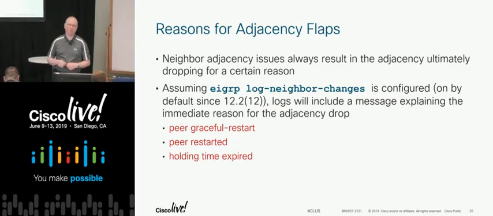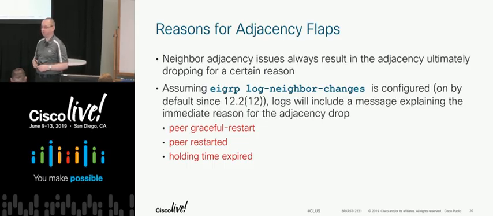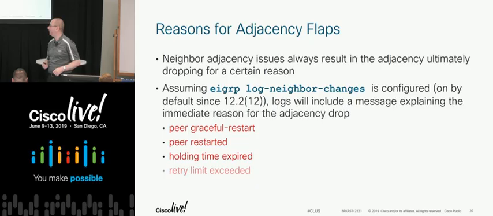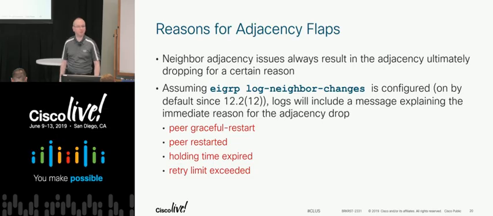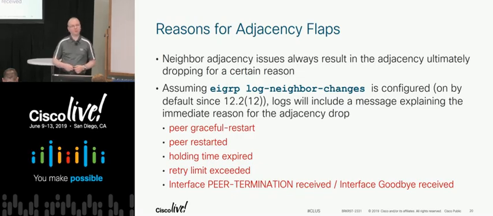Holding time expired. Well, this is something we don't like to see. Obviously, for the last hold time seconds, we haven't received any valid EIGRP packet from the neighbor. So this is a connectivity issue. This is even worse, because we are trying to get a message across to the neighbor, and it doesn't get it, because we are not receiving an acknowledgement. So we repeat it, we try 16 times, then give up. And this is when it comes: retry limit exceeded. And finally, interface peer termination, or sometimes in older code, interface goodbye received.